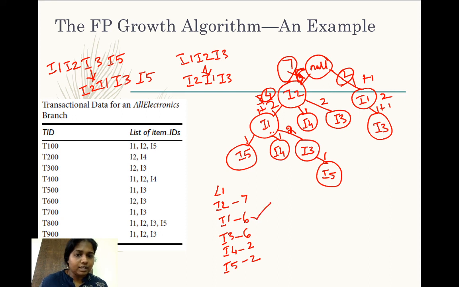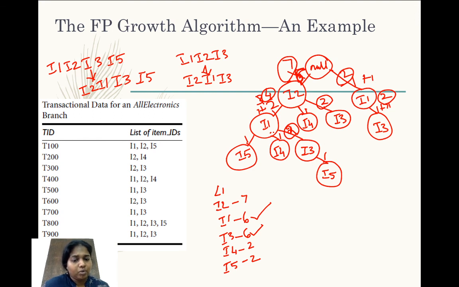Where is I3? Now I should check for I3. Here I have one I3 with weight 2. Here I have one I3 with weight 2. And here I have one I3 with weight 2. So that all sums up to I3 support value as 6. That way, once the tree is constructed, I can calculate the support value of any item.